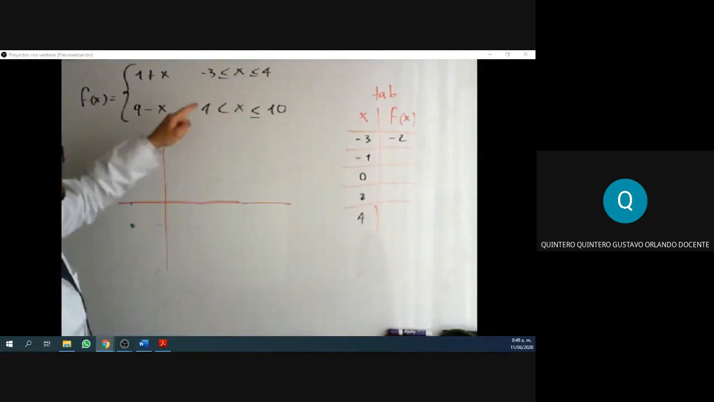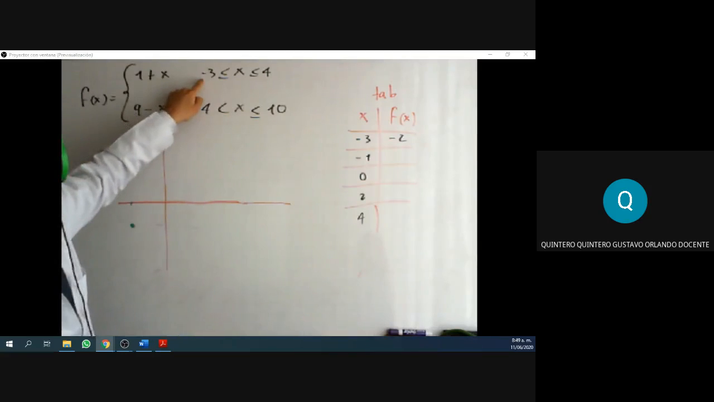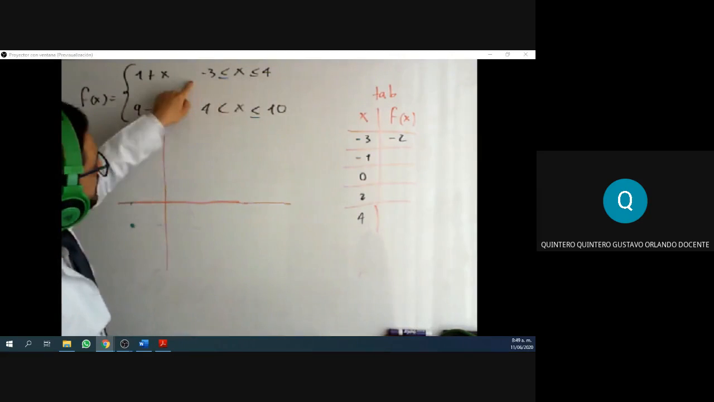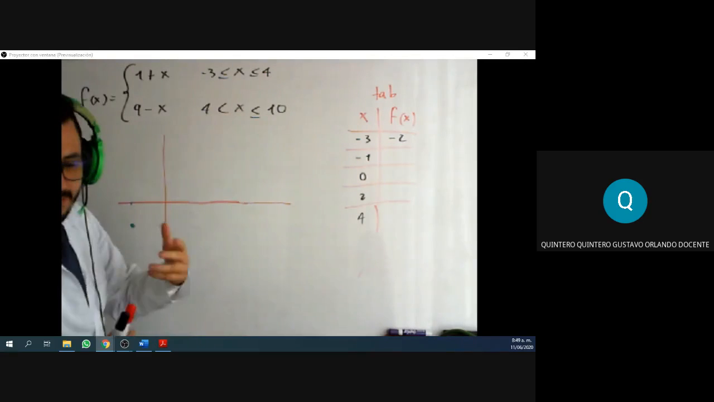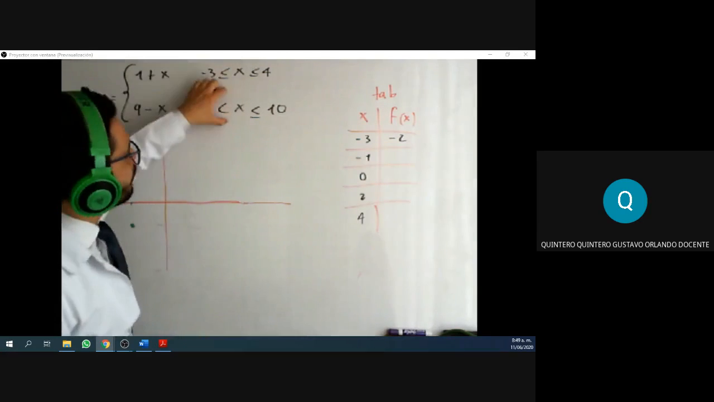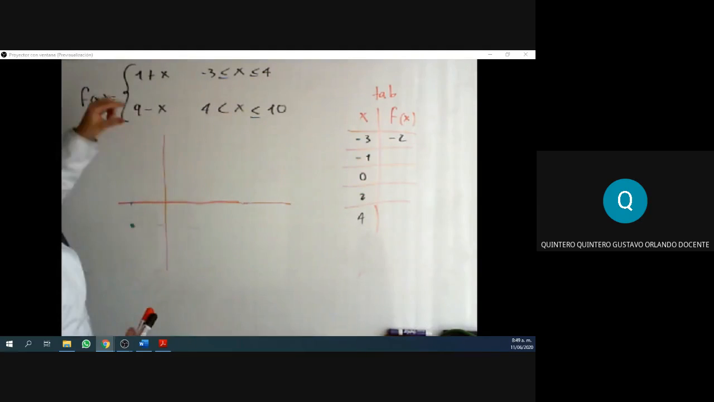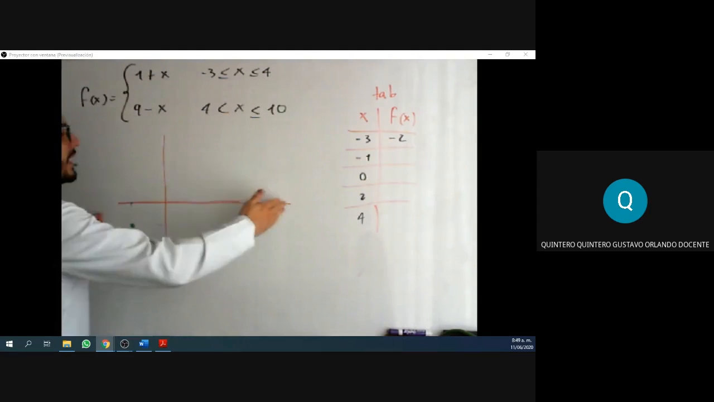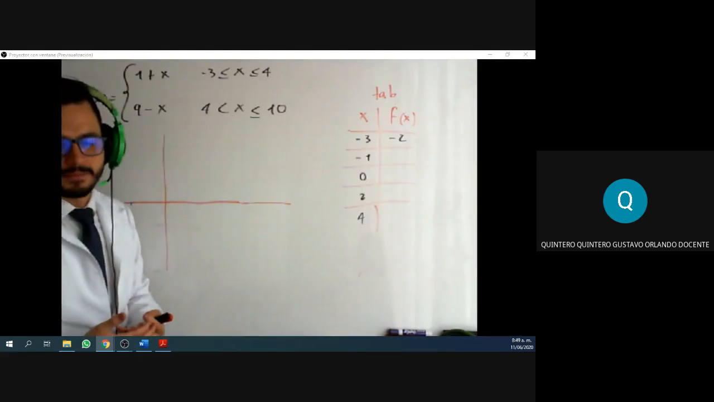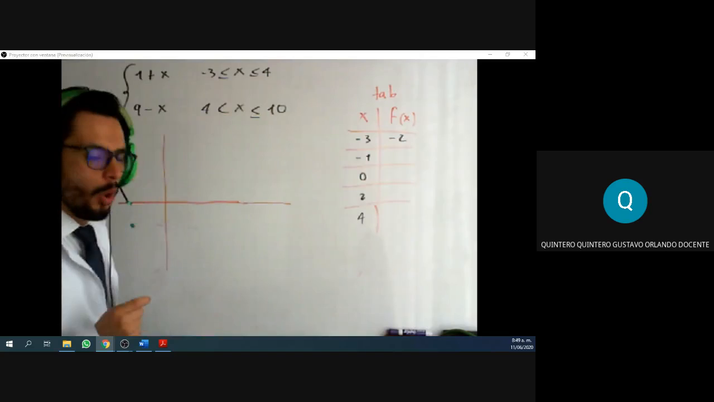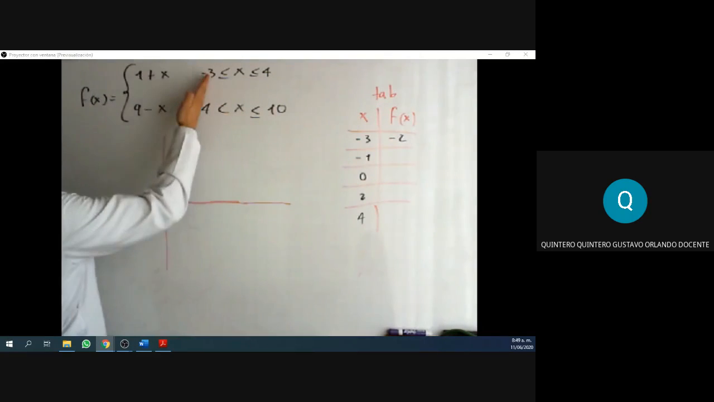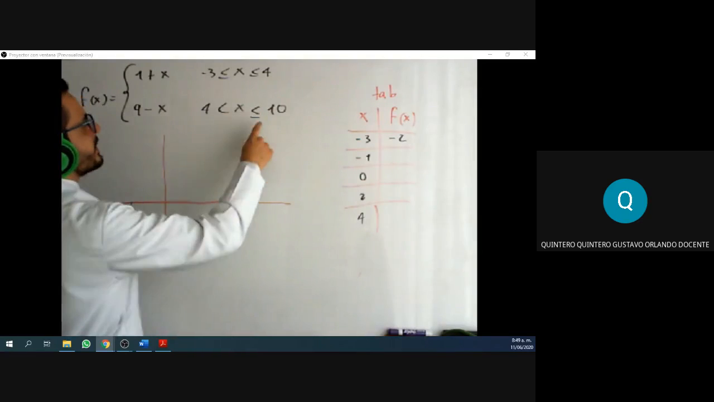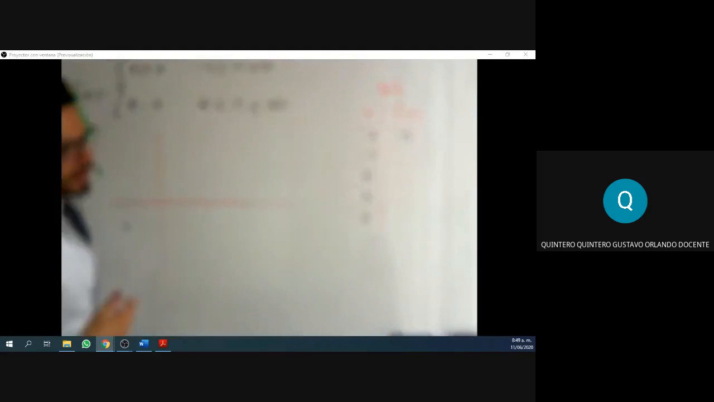So for example, if I selected -10, the -10 doesn't belong to this or to this. The -10, this is an example again, does not belong to any of the instructions, any of the domains. So I'm not going to replace it anywhere. My domain in the function cannot have the -10. All right? So from here, we know that the domain of the function will be from -3 all the way to 10. Lower than -3 cannot exist. Bigger than 10 cannot exist.